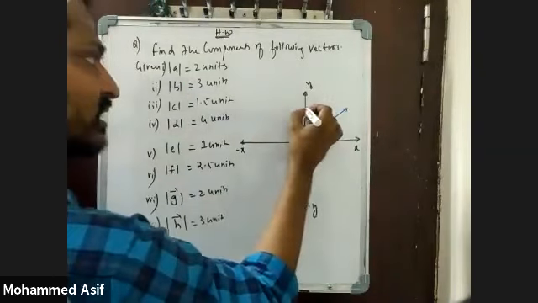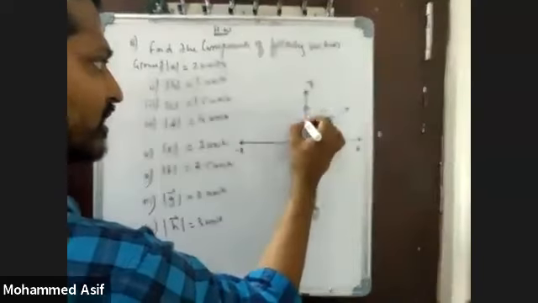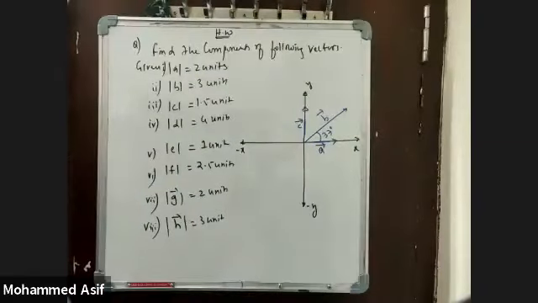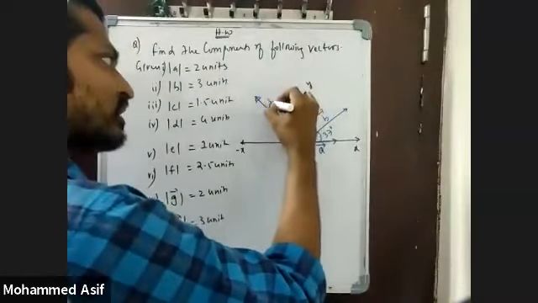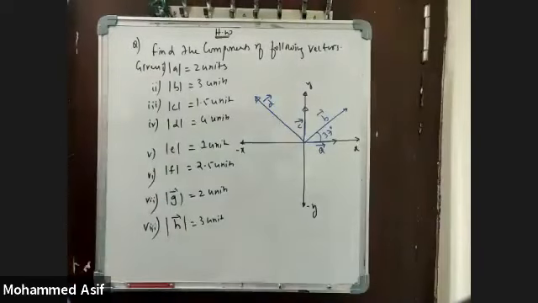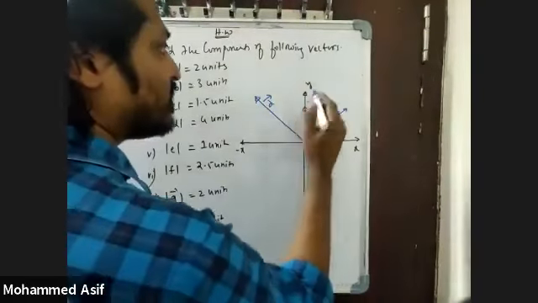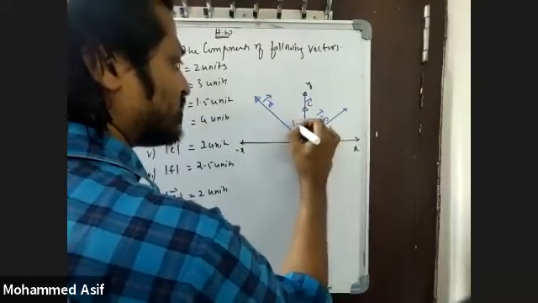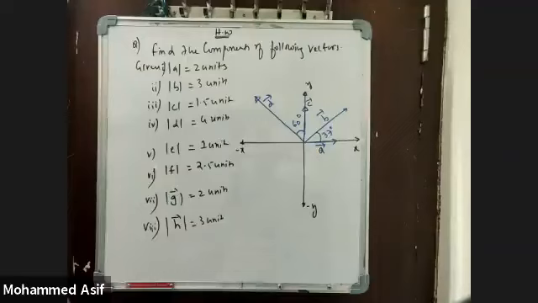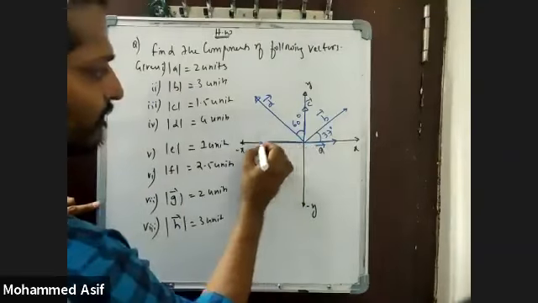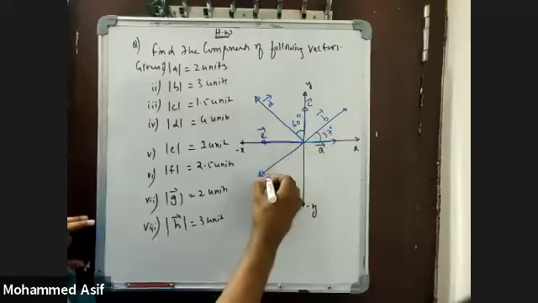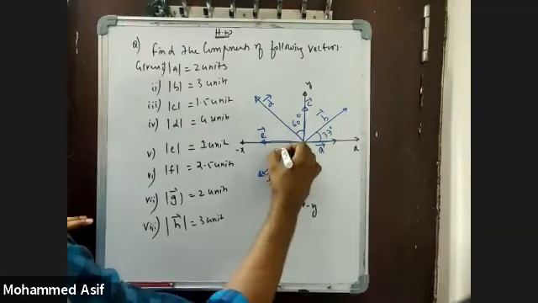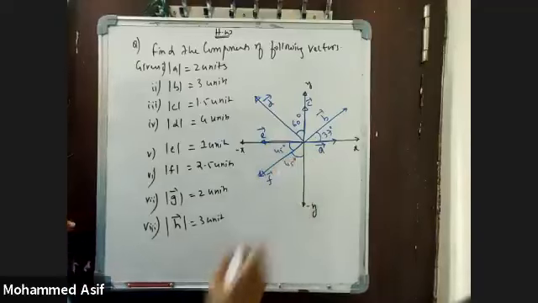The next one is c bar. The next one is d bar. D bar is 4 units, a little bit larger. This one is d bar, making an angle of 60 degrees. This angle is 60 degrees. The next one is e bar, which is 1 unit. The next one is vector f bar, making an angle of 45 degrees. This angle is also 45 degrees.